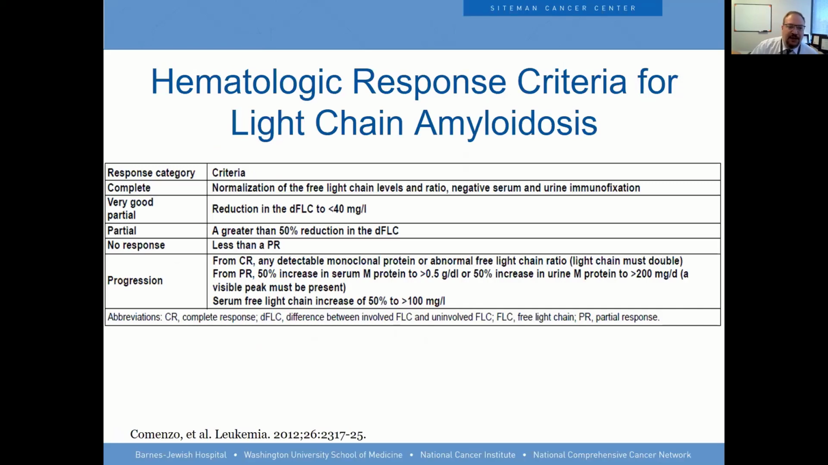These are the hematologic response criteria for AL. These are in your syllabus. I won't go over them in detail. But the key thing is our goal is to get patients into a VGPR or better, and that's represented by a free light chain difference of less than 40 milligrams per liter or 4 milligrams per deciliter.